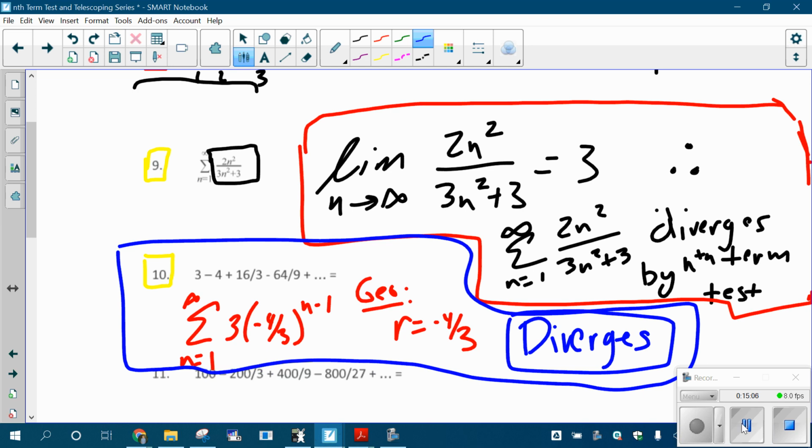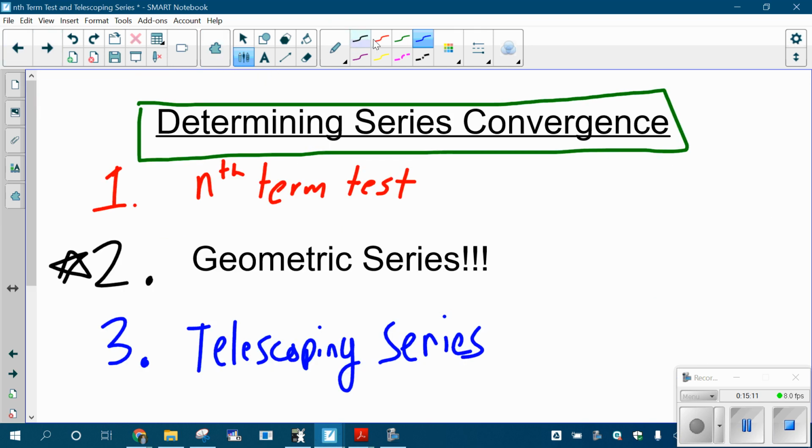Okay, cool. Notice that on my little list here, I put nth term test first because it's kind of like the first thing you should check. If the terms aren't even approaching 0, then what are we doing? What are we doing, friends?